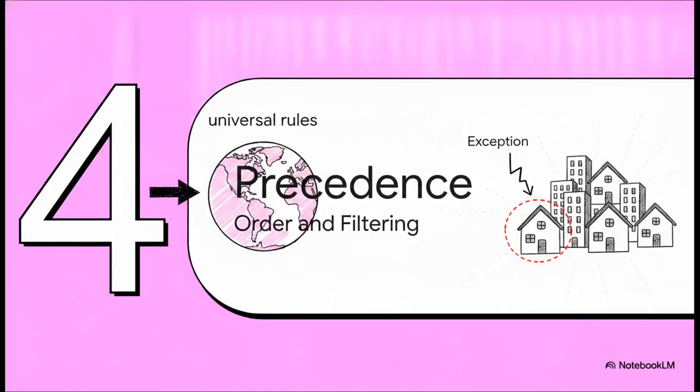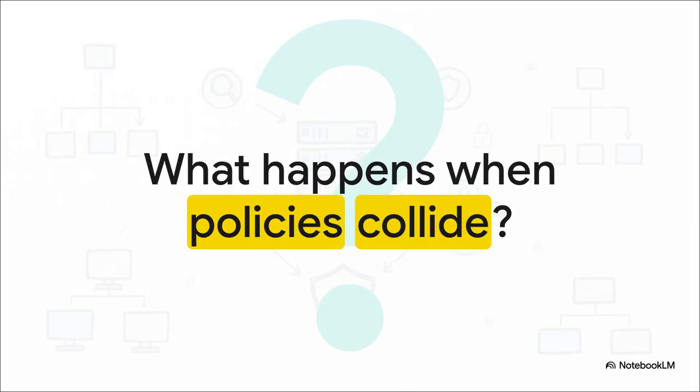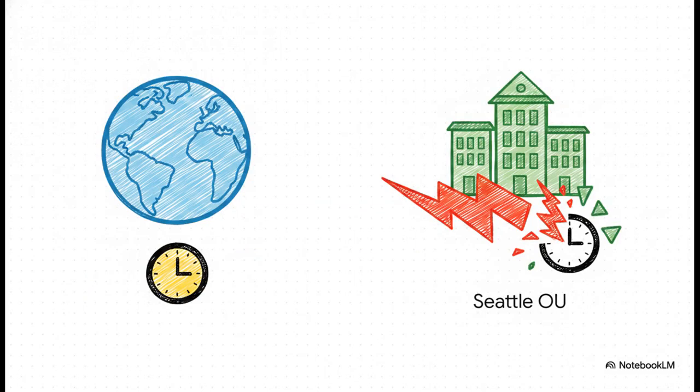Which brings us to Section 4, mastering precedence and filtering. Setting a universal rule is the easy part. The real headache? That happens when there's an exception. So, what happens when policies collide? Our Contoso standards demand a 600-second screensaver timeout, but let's say the Seattle branch has a specialized application running on their screens all day, and they need that timeout completely disabled. That is a direct contradiction to our domain standards. Let's see how group policy handles this little showdown.